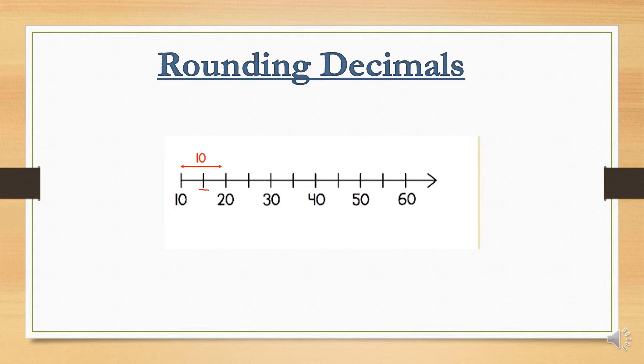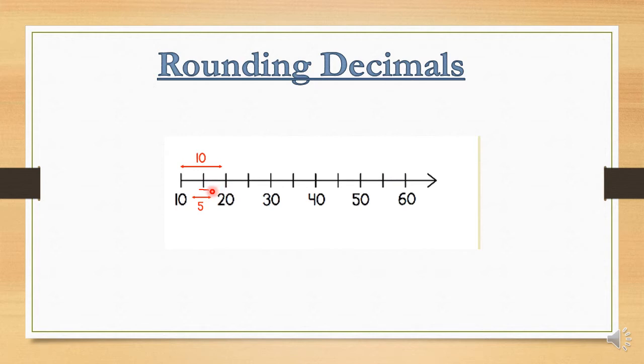So we know that half of 10 is 5. So if half of 10 is 5, we know that this middle number here is going to be 15, because we know the difference between the two numbers is 10. 10 divided by 2 is 5. So we know that 10 to this middle gap is going to be 15, so 10 add 5 is 15, and we can check it by adding another 5, which gives us 20.